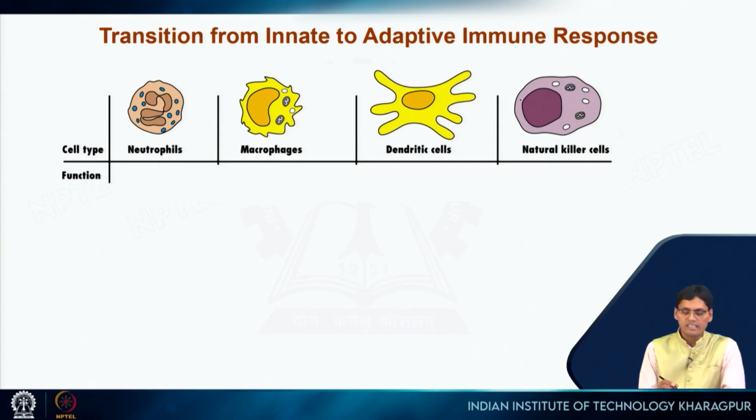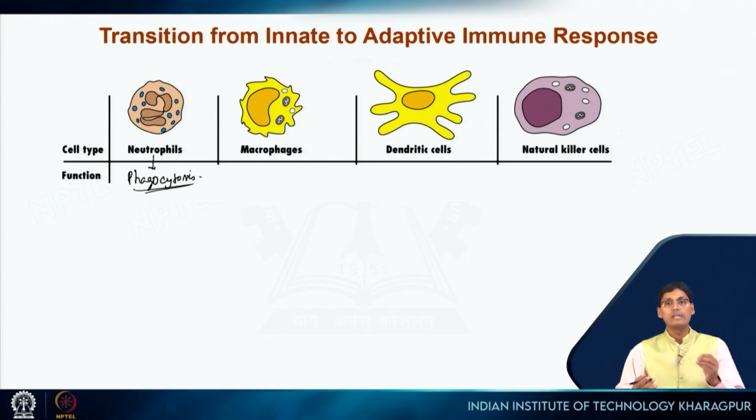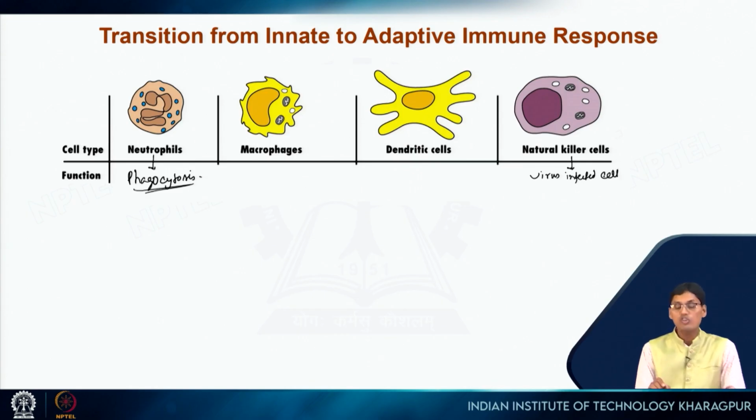As I already mentioned, the neutrophil's role is phagocytosis, right? Because of the local infection, sometimes some pus formation happens, right? In that pus, a lot of neutrophils are also present because initially they were fighting with the pathogen. And natural killer cells, I already mentioned, they destroy defective cells, particularly virus infected cells. And macrophages and dendritic cells, they do phagocytosis.